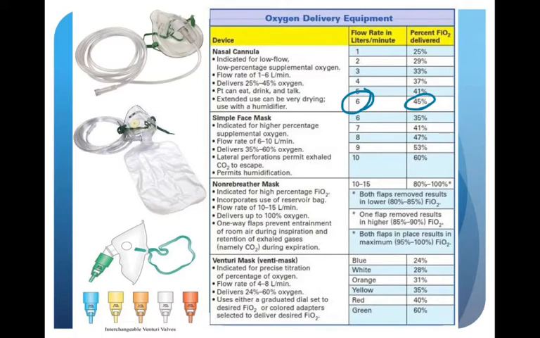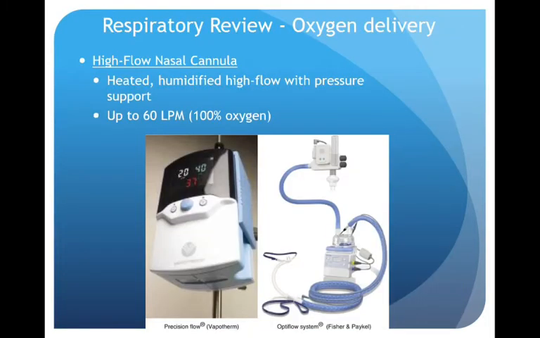So if you want to deliver oxygen at a higher rate or a higher percentage, then you need to go to a physical high-flow nasal cannula. It is a separate machine that is heated and humidified air. And when you start blowing oxygen at 60 liters per minute, you start actually physically pushing oxygen into the lungs and it becomes positive pressure ventilation for you.